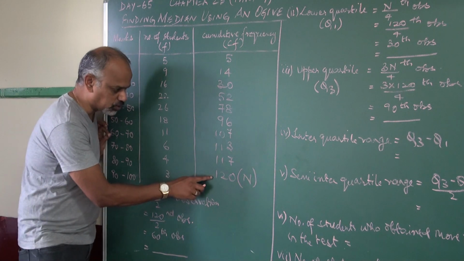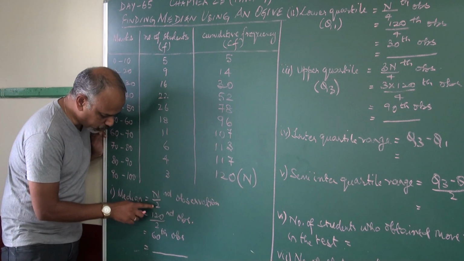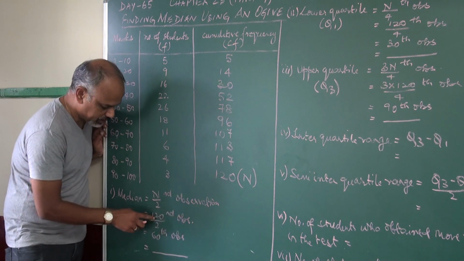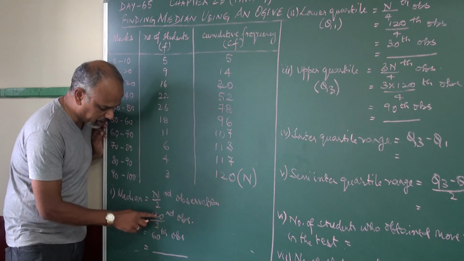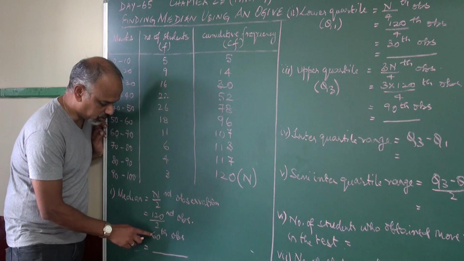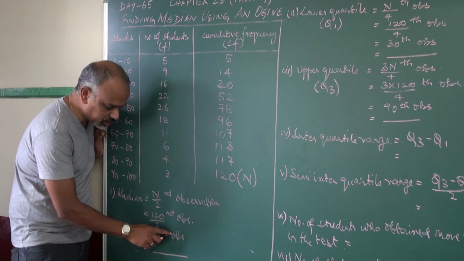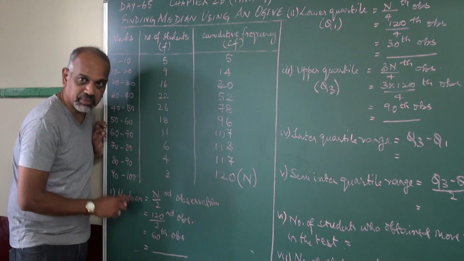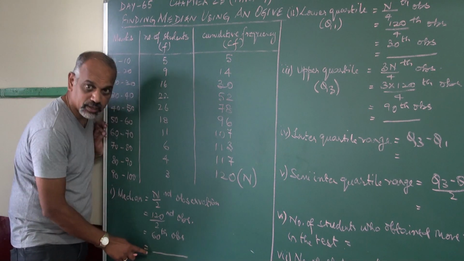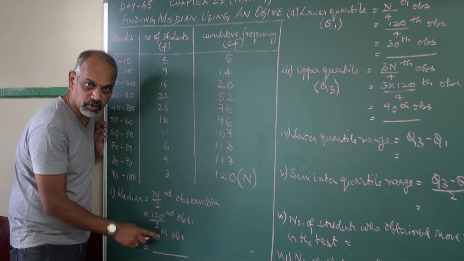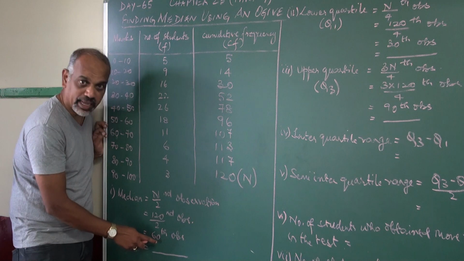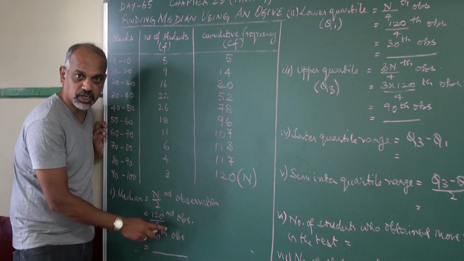And n value you know is 120. Therefore 120 divided by 2, if you simplify, gives you 60. So you have to find what is the 60th observation on the graph. That value will be the median. So I have left a blank here. We will draw the graph and find out from the graph what is the actual value of the median. You only know that it is the 60th observation that you have to find.